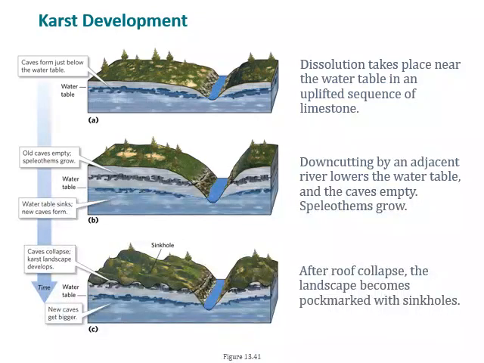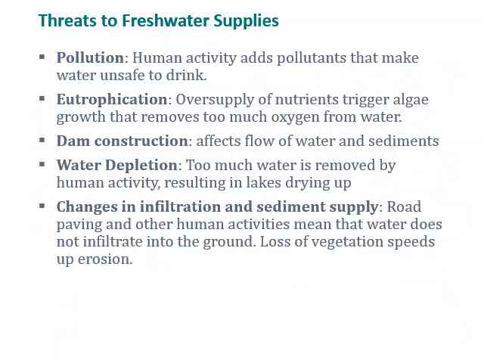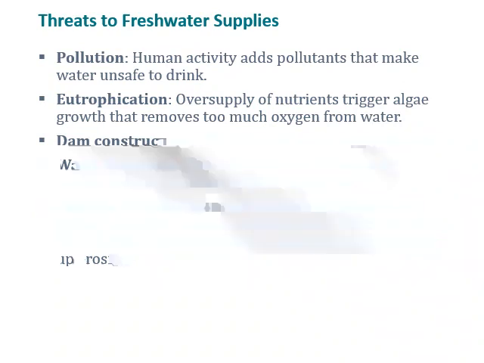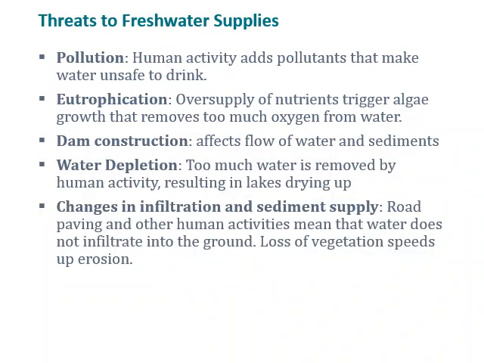Freshwater is one of humanity's most valuable resources, as it is necessary to sustain life. There are many threats to freshwater supplies that include pollution from human activity; eutrophication, which is an oversupply of nutrients that trigger algae growth, removes too much oxygen from the water, and kills fish and other organisms; dam construction, which affects the flow of water and sediments and the natural development of streams; water depletion through overpumping from human activity; and changes in infiltration and sediment supply as a result of road paving and other human activities.